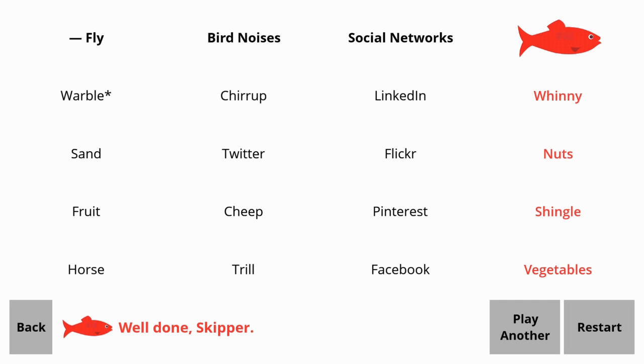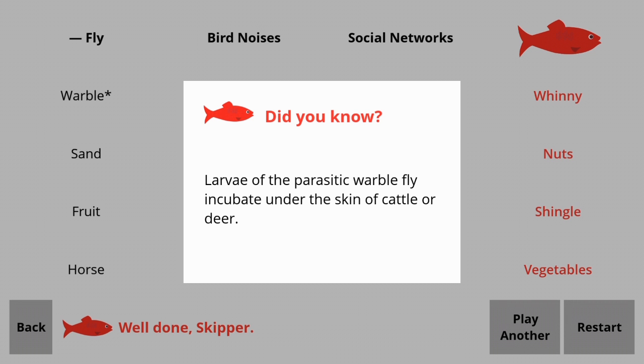So I was actually right with the fly category. I just didn't know how to complete it. This is warble fly. Larvae of the parasitic warble fly incubate under the skin of cattle or deer. Oh, warble fly is a cattle warbler.